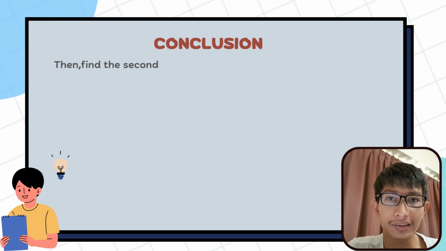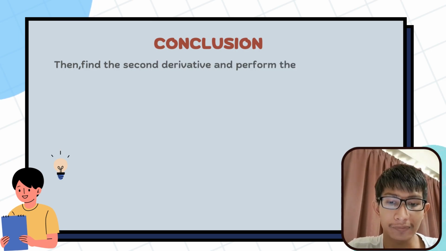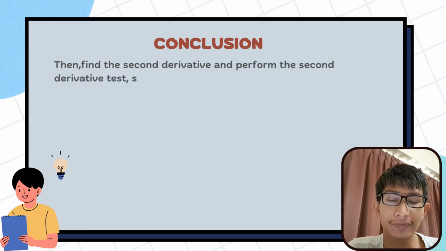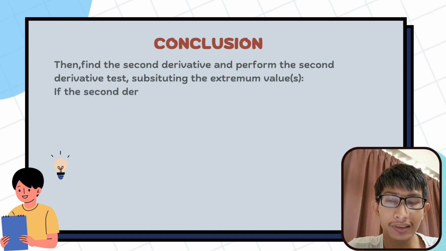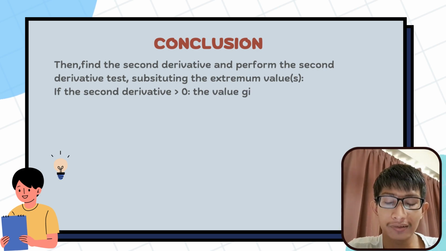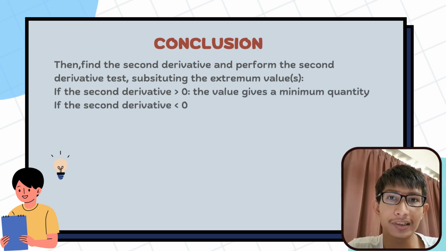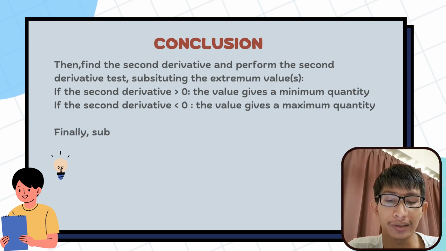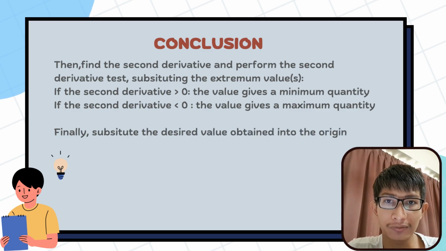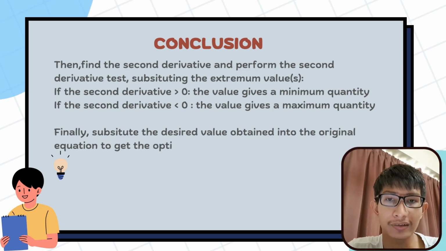Next, we need to find the second derivative and perform the second derivative test, substituting the extremum values into the second derivative. If the second derivative gives a value larger than 0, then the value will give us a minimum quantity. Otherwise, if the second derivative is less than 0, then the value will give us a maximum quantity. Finally, we will substitute the desired value into the original equation. We will get the optimized quantity.